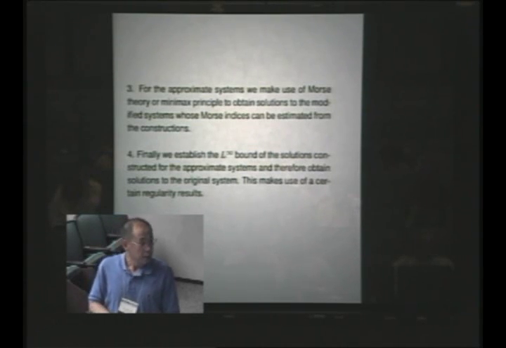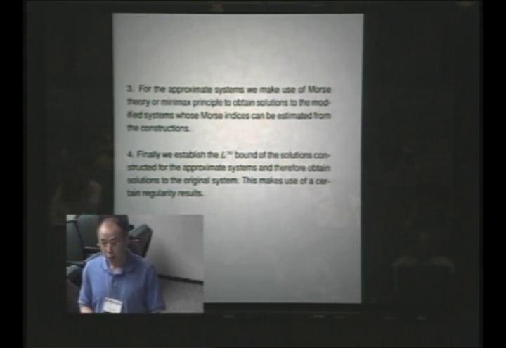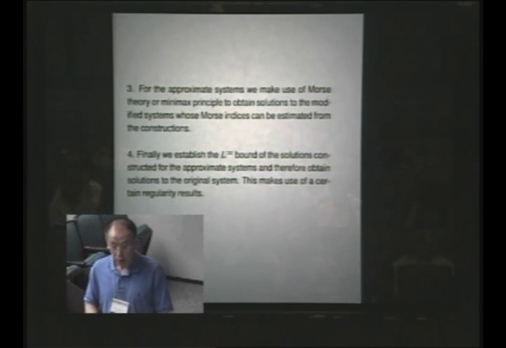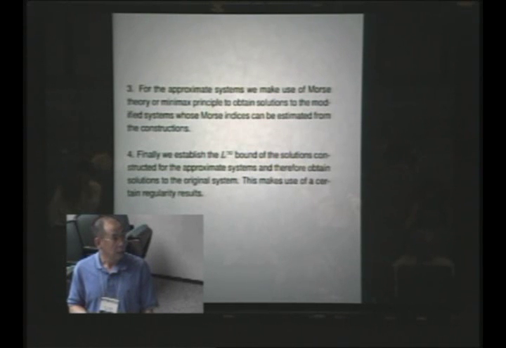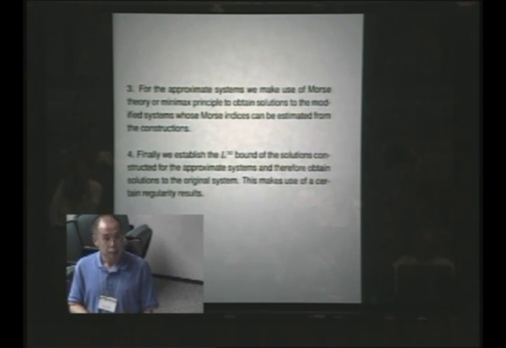In the last step you're going to establish the so-called L infinity bound for the solutions constructed for the modified systems. This makes use of the Morse index information, together with the increasing dimension from the second part, and that will give you some nice estimates for the approximate solutions there. So this is just an outline of the approach, and I couldn't get into details here.